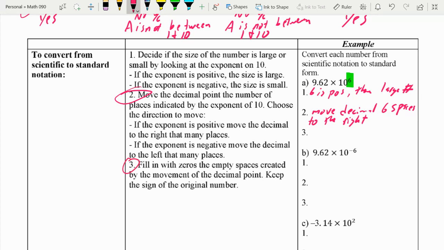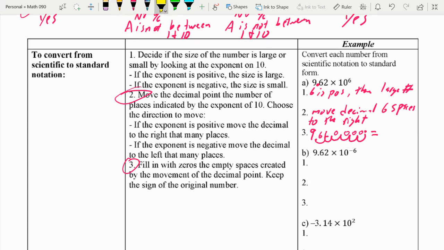Now number 3, fill in the zeros. I'm going to go back up to the number and erase all this. Here's the decimal right there, and I have to move it 6 spaces to the right. So I'm going to rewrite the number: there's my decimal, 6.2. I'll move it 6 places to the right: 1, 2, 3, 4, 5, 6. That's where my decimal place ends up. Now for filling in all those zeros, there's a space, a space, a space, a space. Let me at least make it look somewhat neat. I'm going to use a different color.